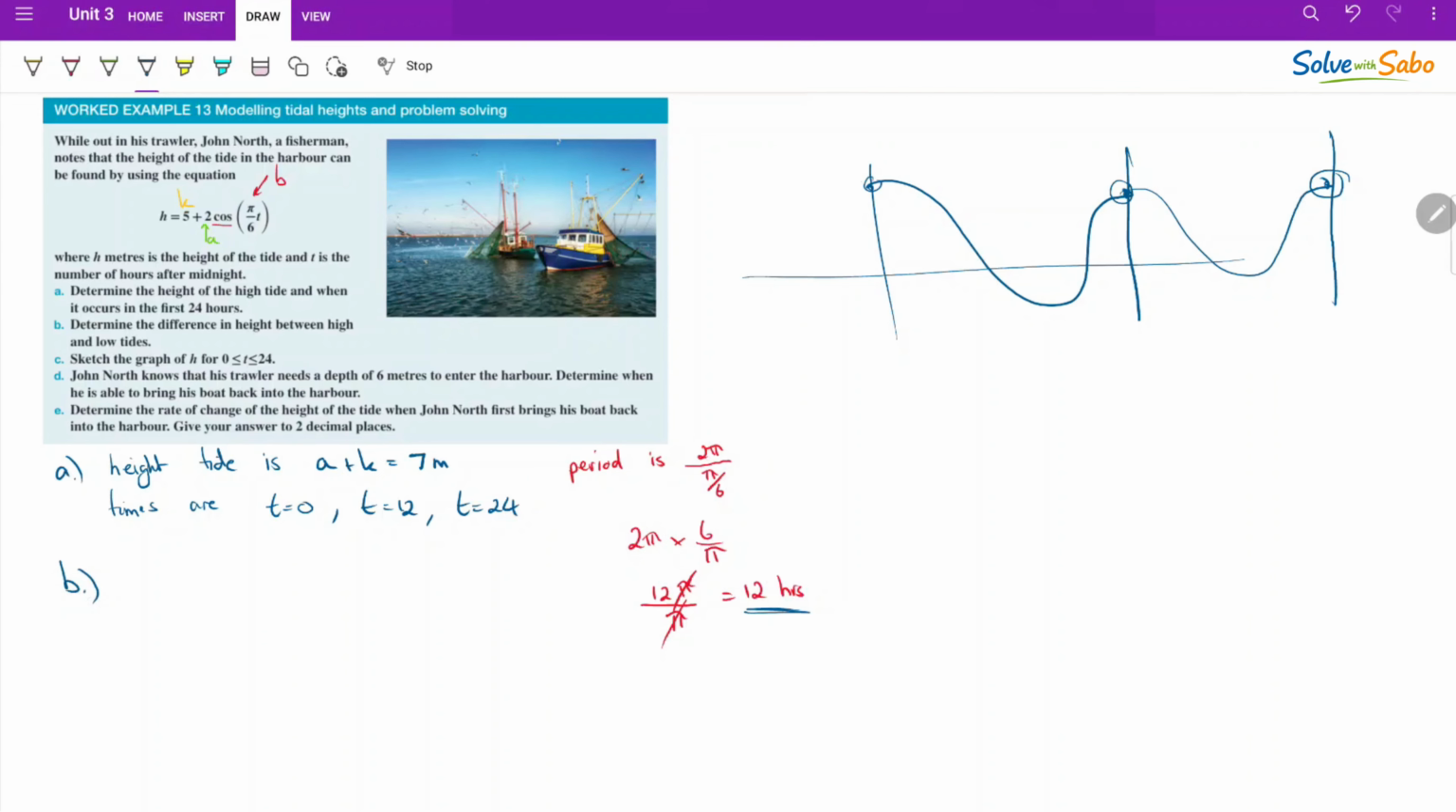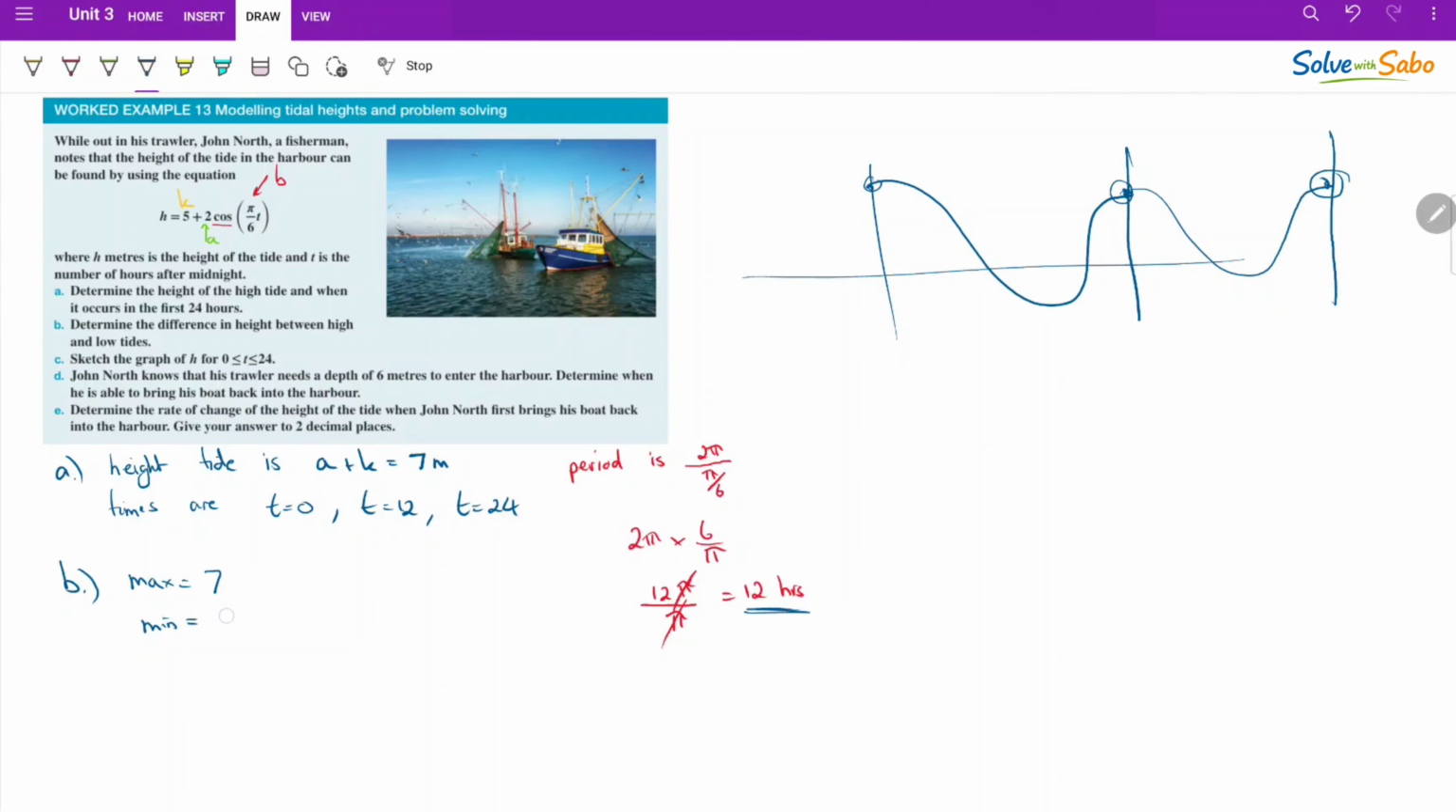Let's look at B now. Determine the difference in height between the high and low tides. Oh, okay. Well, max equals 7. The minimum is going to be 5.